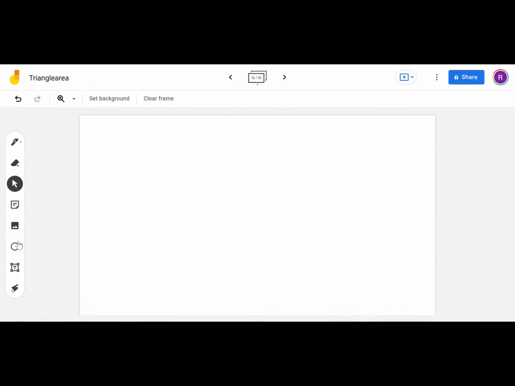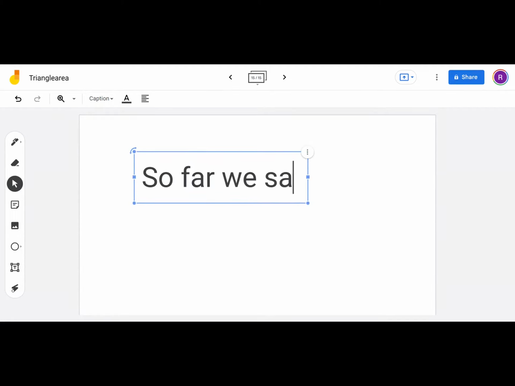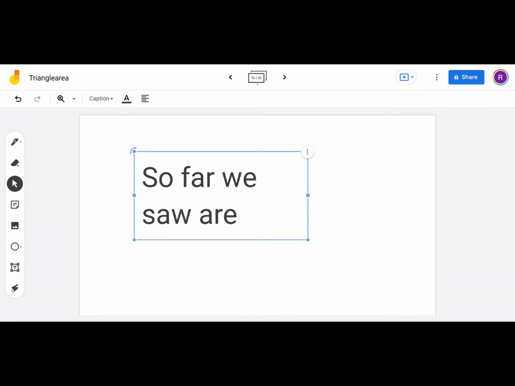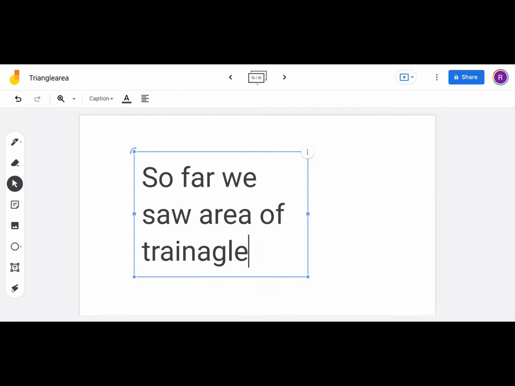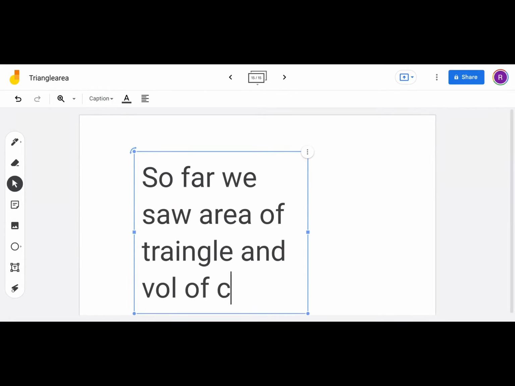Sir, we just know the formula. Okay, Sir, let's now try to understand why it is that. So far we saw the area of a triangle and the volume of a cone.